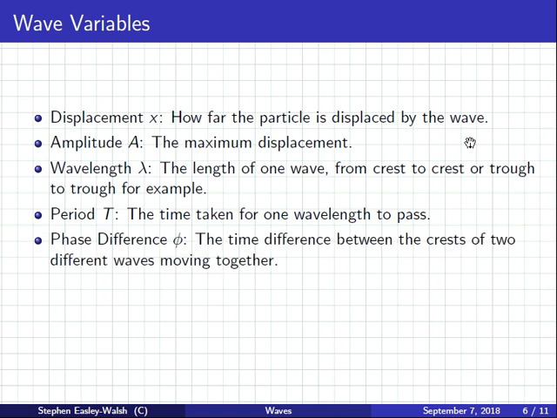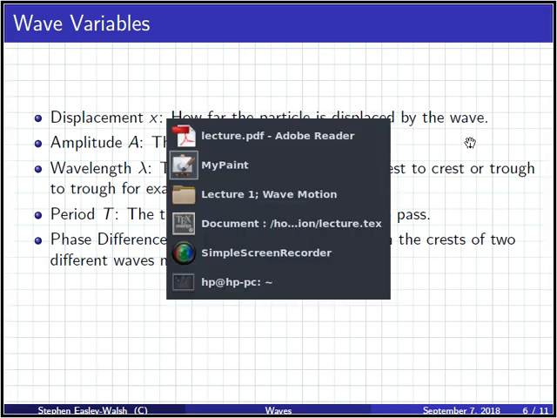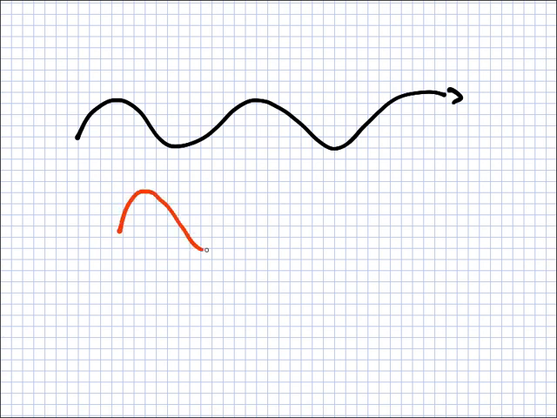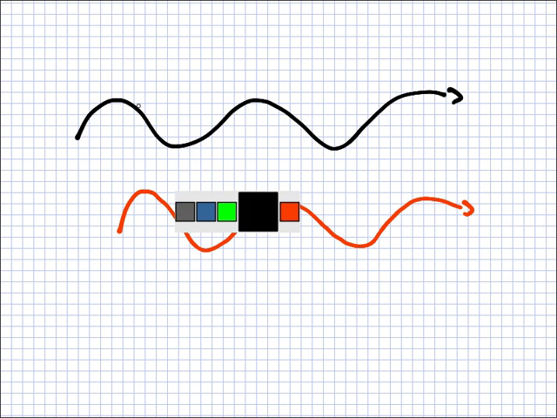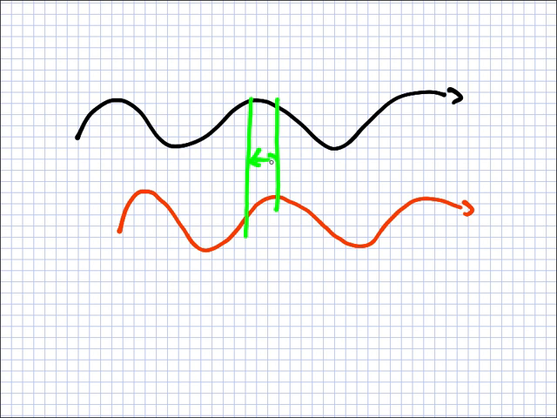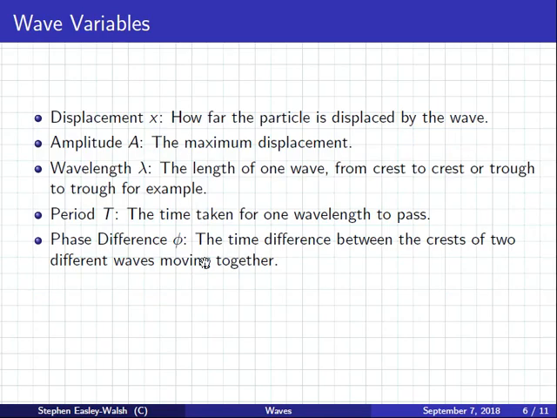Phase difference is the time difference between the crest of two different waves moving together. So I'll just explain that one. Say we have one wave moving like this, and we have another wave moving like this, you notice that the crests are a little bit separate. So here and here, there's a small difference between them. Okay, that's called the phase. The phase difference.